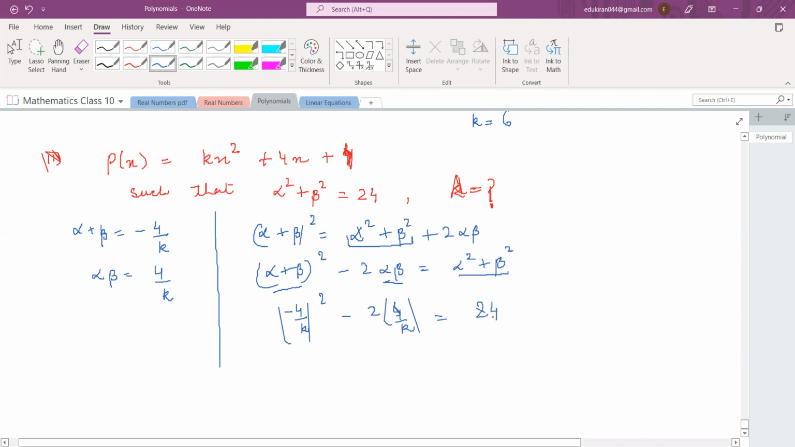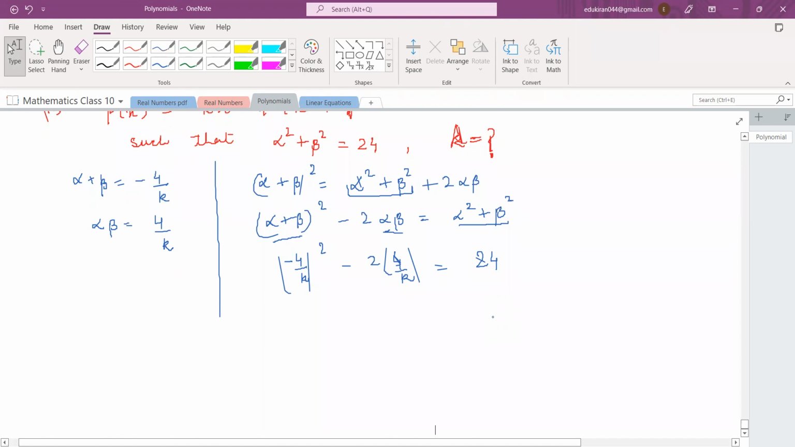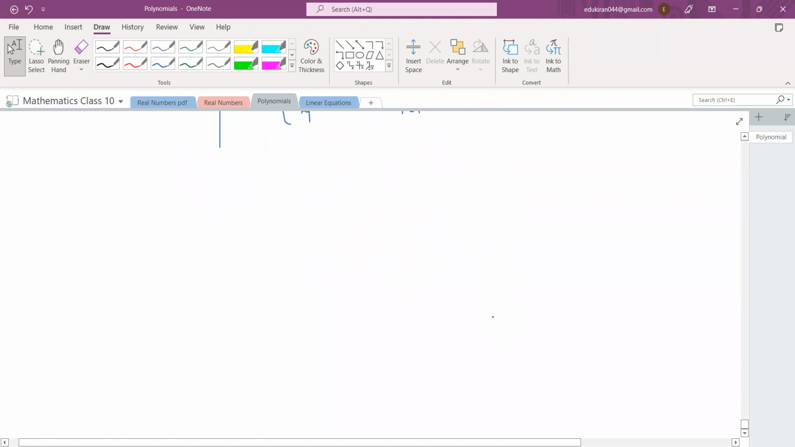Now, can I leave this for you to solve? Yes, ma'am. So now you will simplify this and obtain the value of k. Any problem? Anybody? No, no. Okay, one more question I want to do.